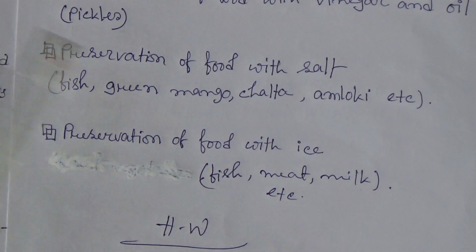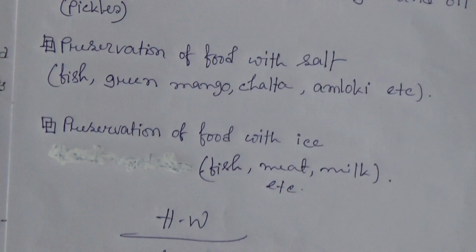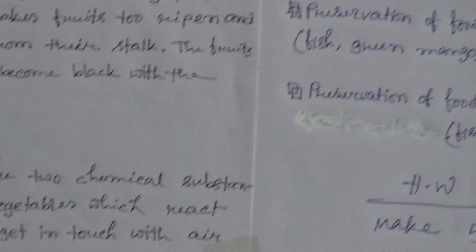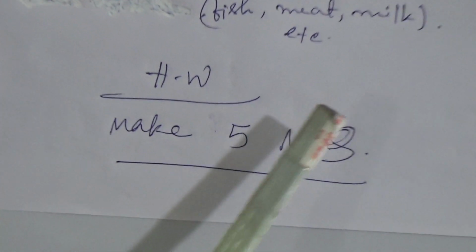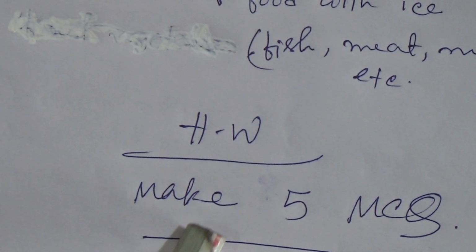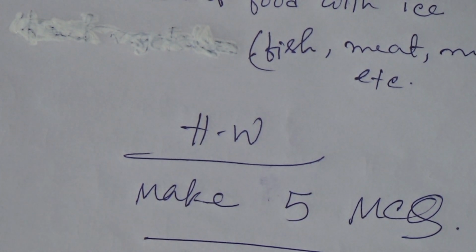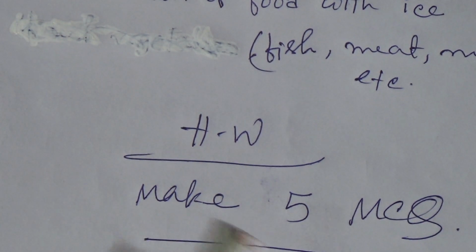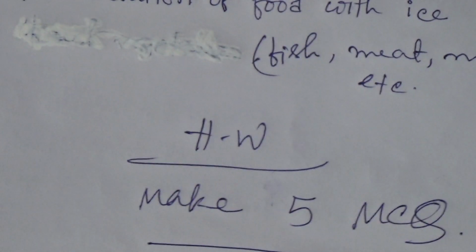So students, today we have discussed chapter 11, preservation of food, and there are 4 lessons, and your HW number 9 is make 5 MCQ from chapter 11. Okay, there are 4 lessons here, and from these 4 lessons you have to make 5 MCQ.